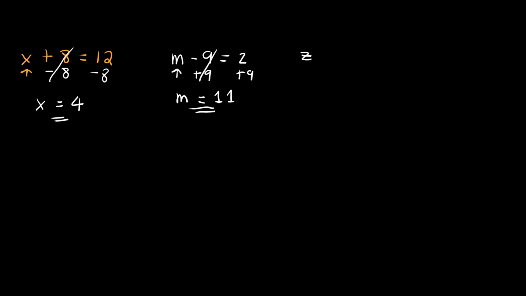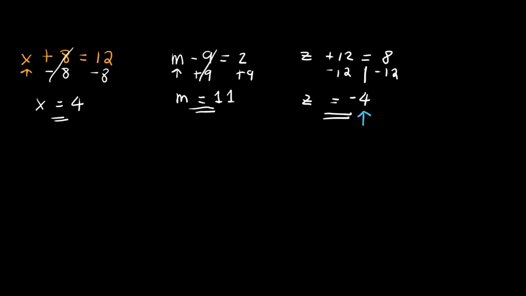Try this one. z plus 12 equal 8. Let's do the opposite of addition, that is subtraction. Let's minus 12 here, and let's subtract 8 minus 12. We will end up with a negative integer, that's negative 4.